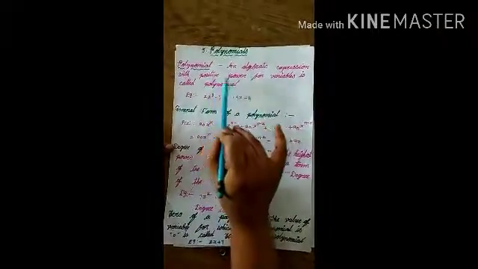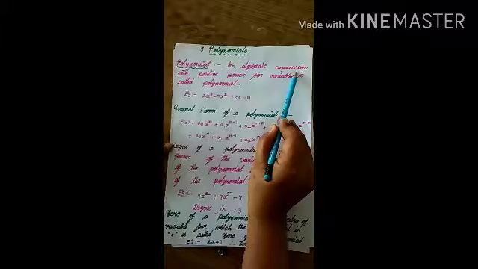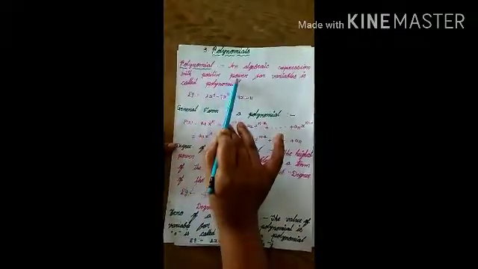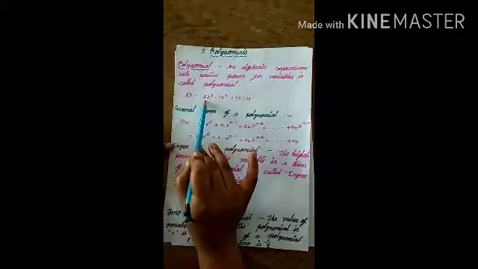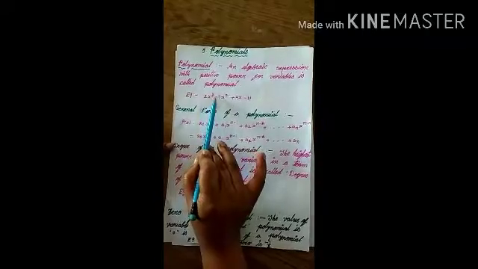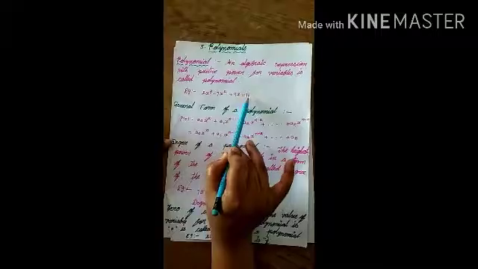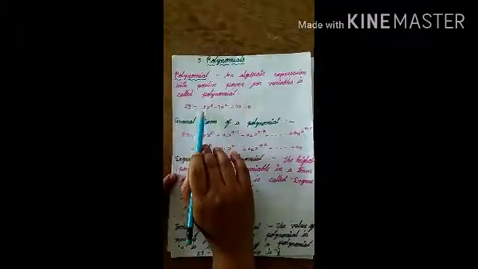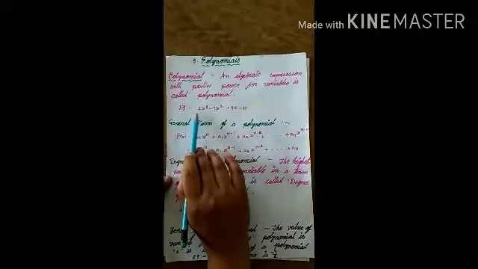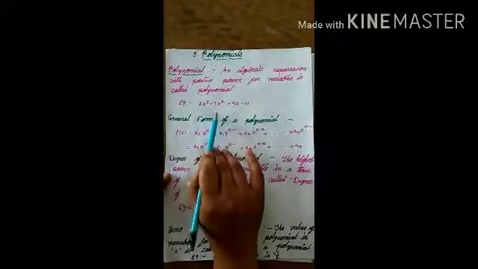So what is the condition? An algebraic expression with positive power. For example, 2x cube minus 7x square plus 9x minus 11. For example, it is a polynomial.